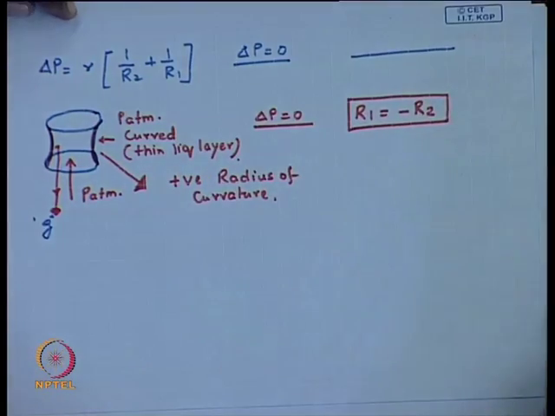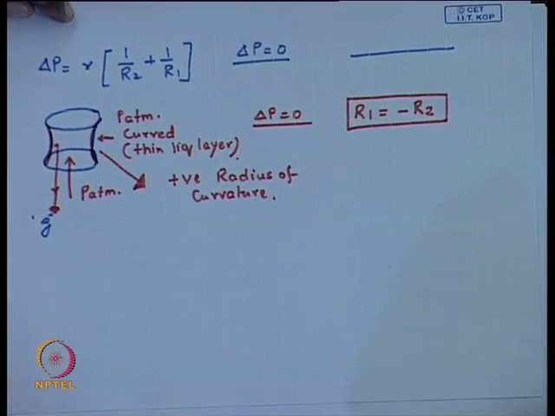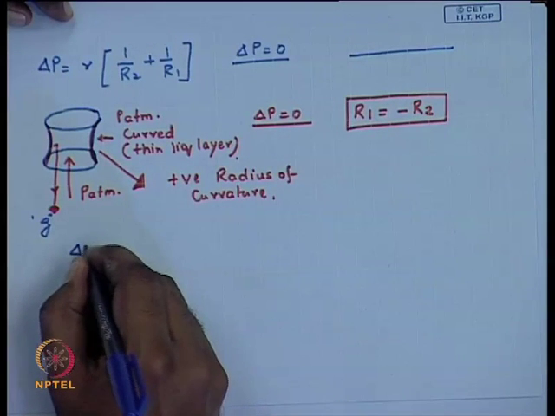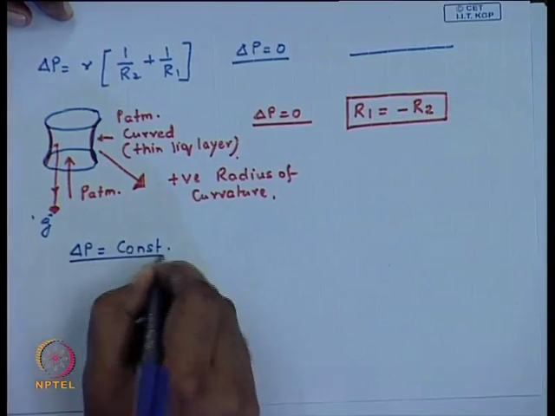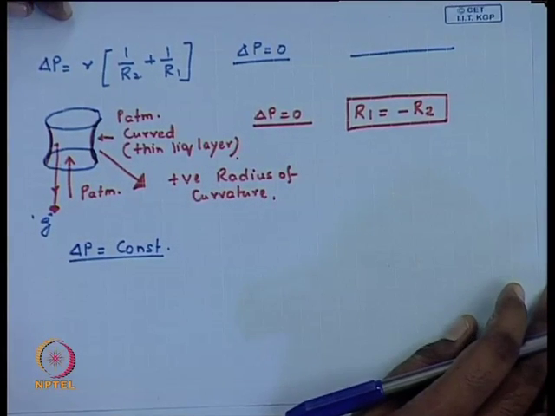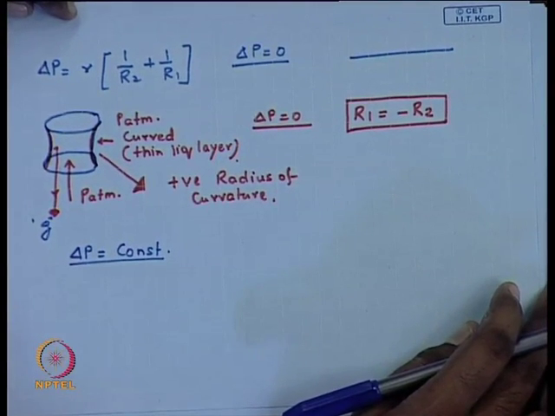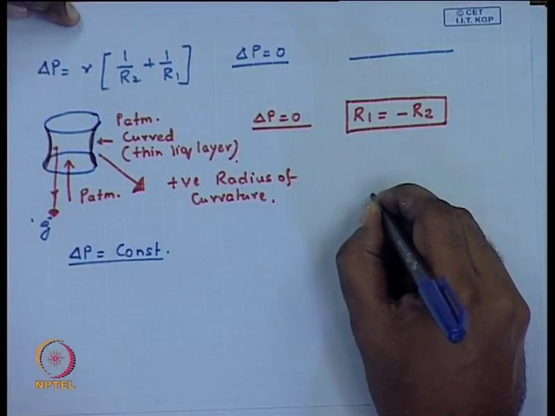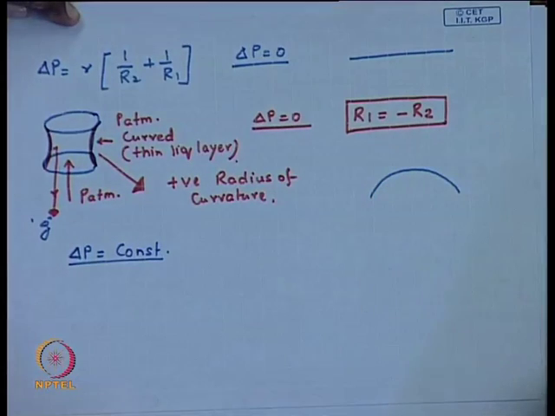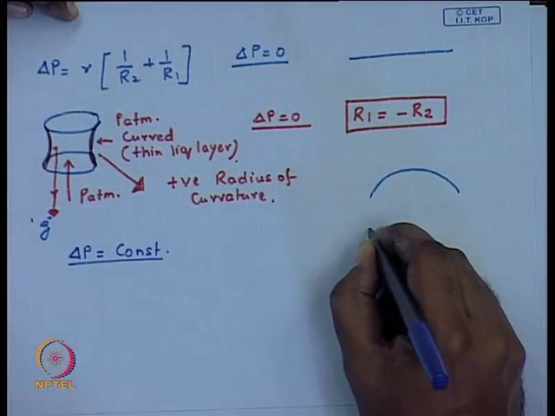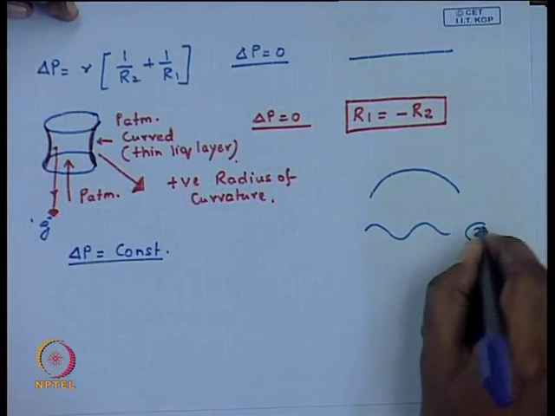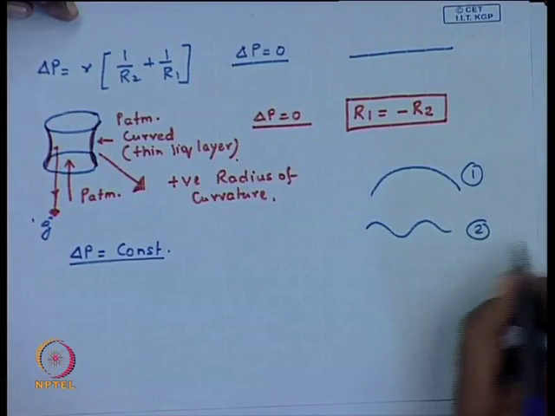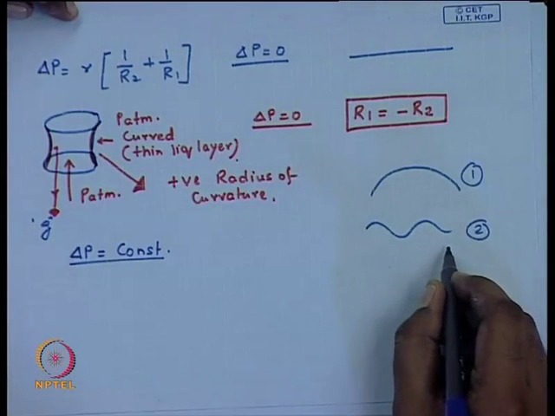The second setting can be when delta P is constant. Now, delta P is constant. So, you have a curved surface, but everywhere your delta P is constant. Okay. Now, think of this scenario, compare these two. If you have the surface of type 2 and the surface of type 1, can you have delta P to be constant in the second case?